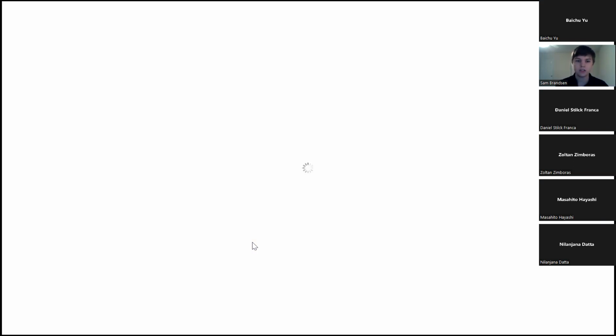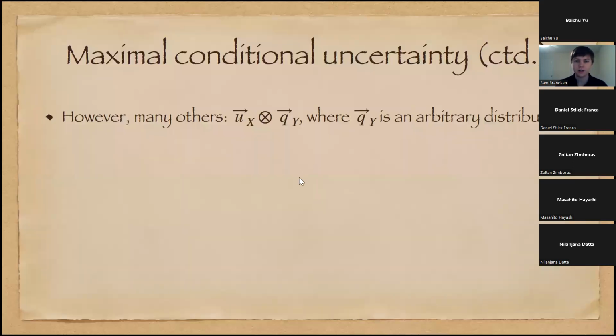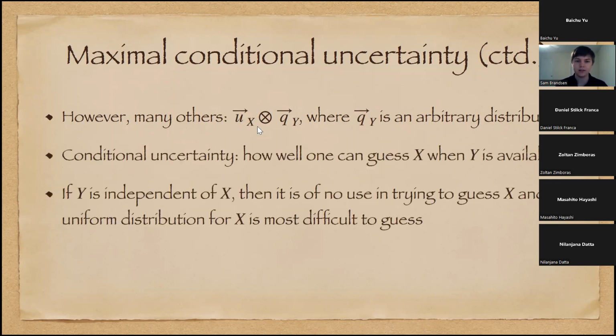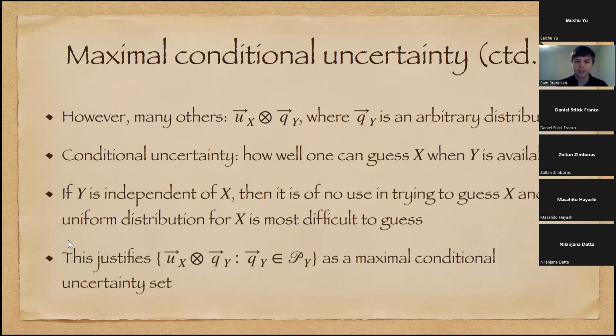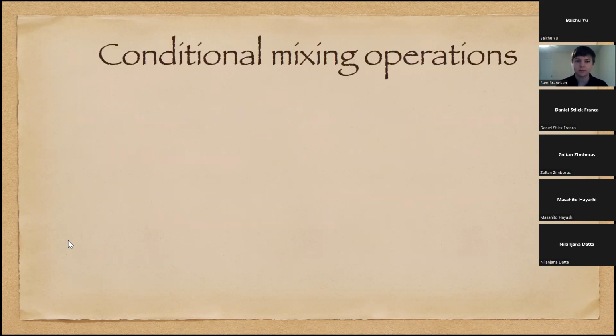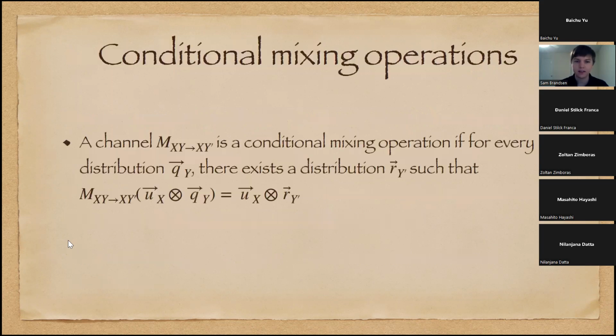And so we can show that actually there could be many other distributions that also achieve maximal conditional uncertainty. So really, as long as Y is an arbitrary distribution that's independent of X, and X is a uniform distribution, we have maximal conditional uncertainty. And so that leads us to justify having this set here as our set of maximal conditional uncertainty distributions. And then we can define our conditional mixing operations to be operations which preserve this set.